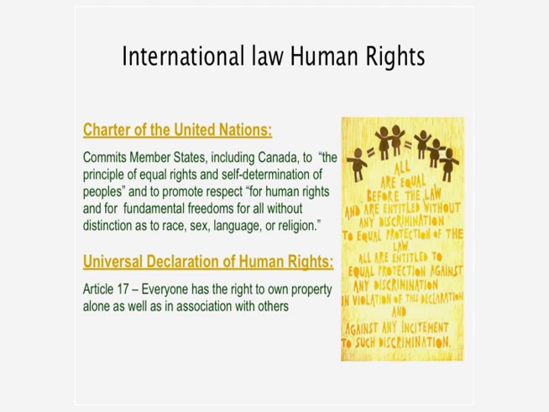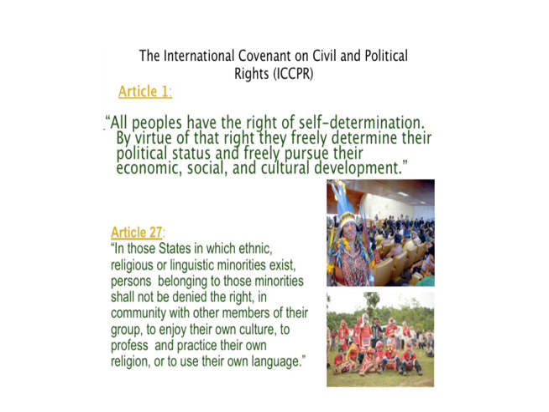So when we look at this notion of international law in relation to human rights, that draws from a number of sources. The Charter of the United Nations talks about equal rights. It talks about self-determination, about the promotion of respect. The Universal Declaration of Human Rights talks about the right of everyone to own property, alone or in association with others. The International Covenant on Civil and Political Rights, again, talks about self-determination. Article 27 talks about states or countries where there are ethnic or religious or linguistic minorities, that those persons should have the right to enjoy their own culture, their own religions, their own languages.